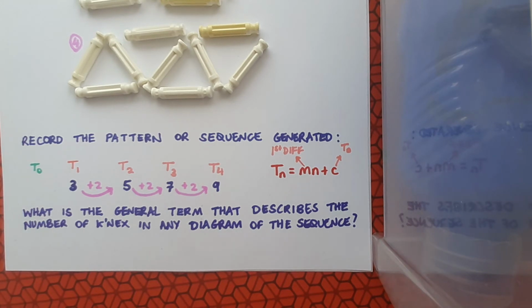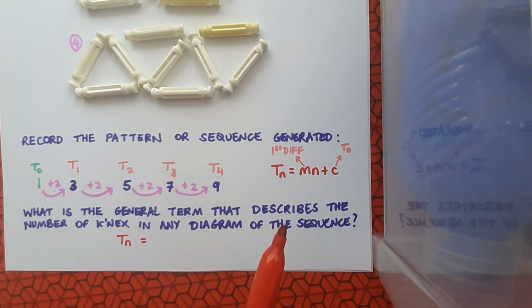Next, I want to find term 0. So I'm just backtracking through my pattern. So 9, 7, 5, 3, this will be 1. And I can just double check that my first difference does the job to get me from term 0 to term 1. And yes, it does, because it's the same difference to get from 1 to 3 as it is from 3 to 5 and so on. It's still plus 2.